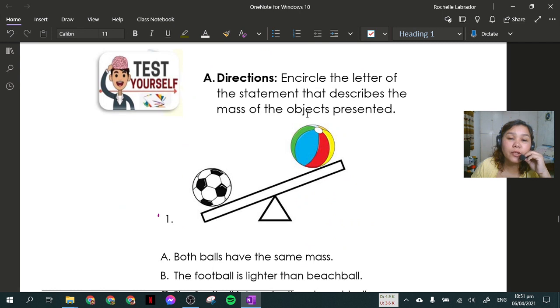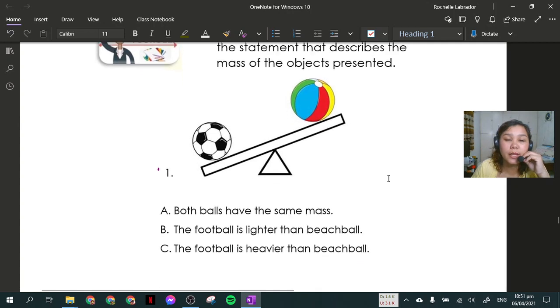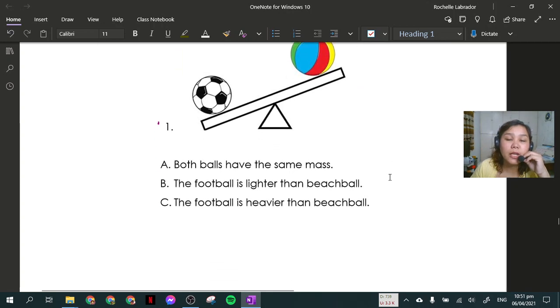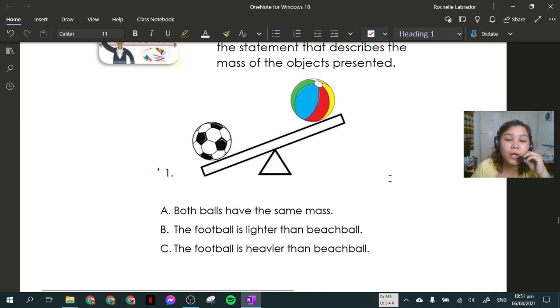Test yourself. Part A, directions. Encircle the letter of the statement that describes the mass of the objects presented. So there are 3 statements. You just choose one which is correct or which will describe this picture. For number 1, A, both balls have the same mass. B, the football is lighter than the beach ball. C, the football is heavier than the beach ball.